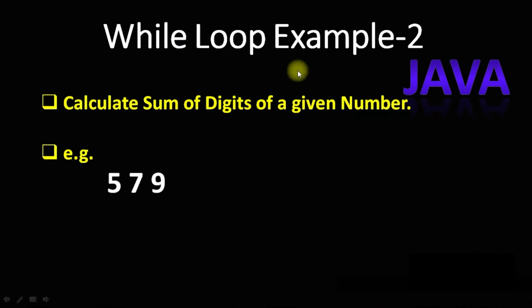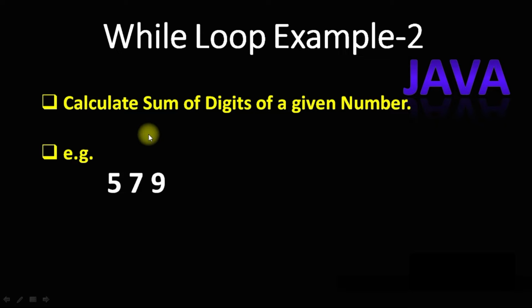In our last while loop class, we understood the concept of while loop and when we need to use while loop. If you don't know the exact number of iterations in advance, then you can use a while loop, right? And if you know the number of iterations, then we can use a for loop. Now let's check this example.